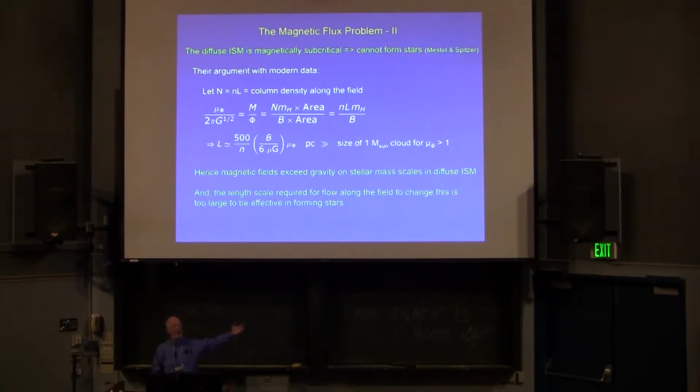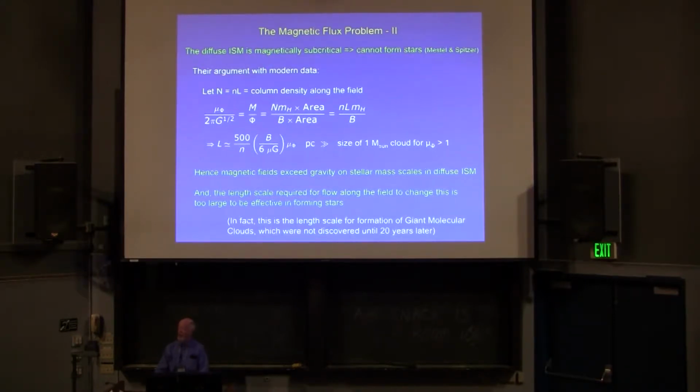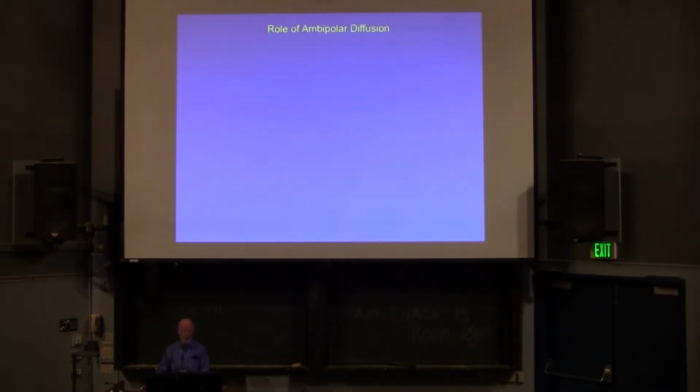We don't want to have gas have to flow 500 parsecs to form a star like the sun. Now, interestingly enough, this length scale is in fact the length scale that is involved in the formation of giant molecular clouds. But these objects were not discovered until 20 years after this seminal theoretical work.